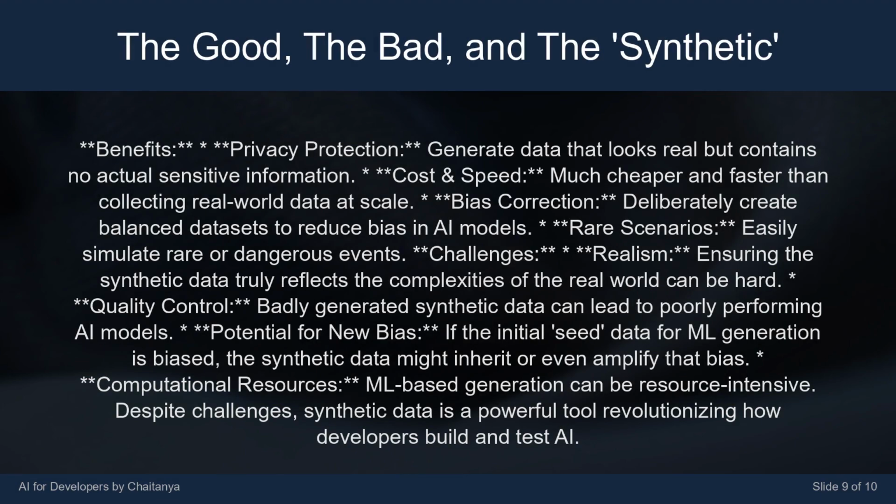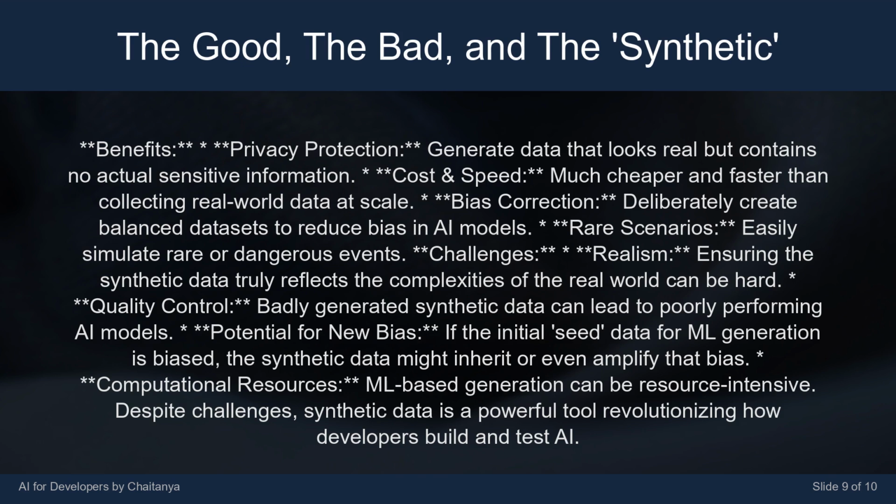Benefits. Privacy protection: generate data that looks real but contains no actual sensitive information. Cost and speed: much cheaper and faster than collecting real-world data at scale. Bias correction: deliberately create balanced datasets to reduce bias in AI models. Rare scenarios: easily simulate rare or dangerous events.